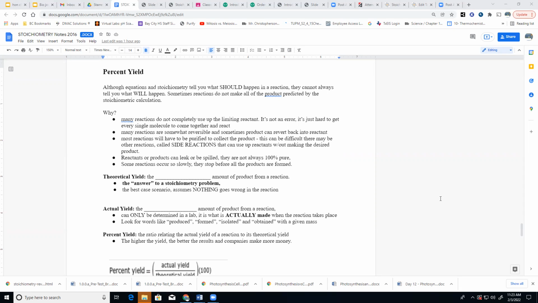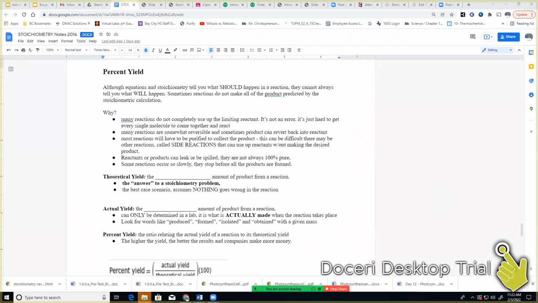Right. So the last thing we have to do is percent yield. Once again, not any new stoichiometry, just adding another application to it. When we write an equation to represent a chemical reaction, that tells us what should happen in the reaction, but oftentimes it's not actually what will happen. Sometimes the reactions do not make all of the product that we predicted based off of a stoichiometry calculation. Some of the reasons are that many reactions do not completely use up the limiting reactant.